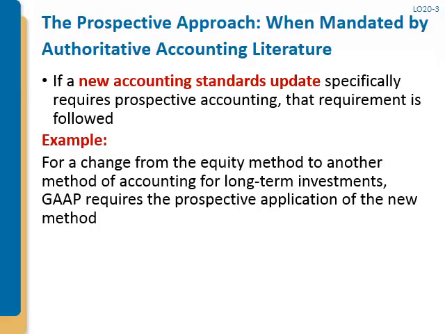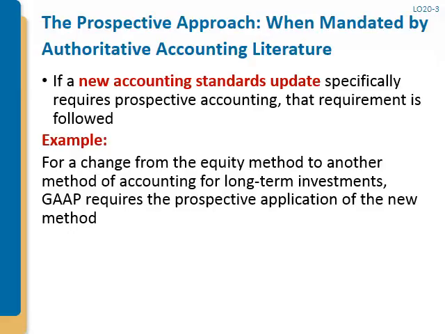Another exception to the retrospective application of voluntary changes in accounting principle is when authoritative literature requires prospective application for specific changes in accounting methods. For instance, for a change from the equity method to another method of accounting for long-term investments, GAAP requires the prospective application of the new method.